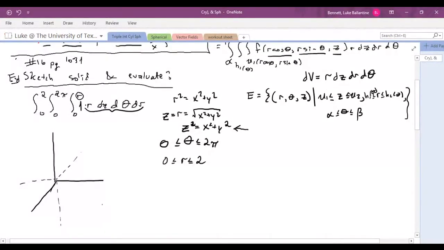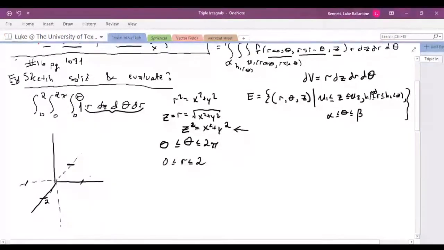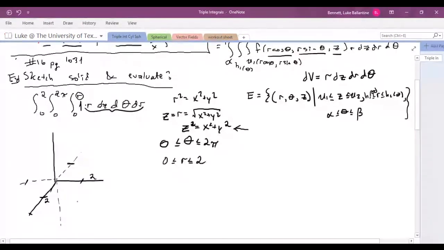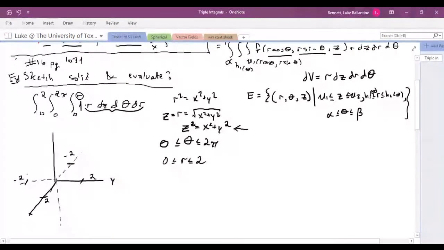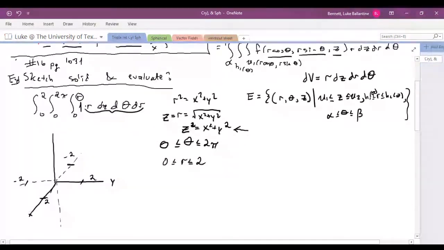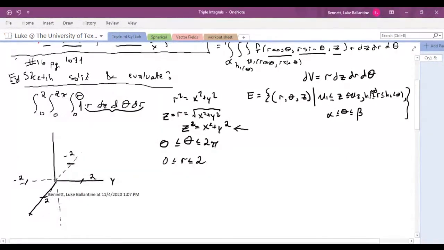Okay. Well, the radius, that's the distance from the origin on the xy plane, is going from 0 to 2. We have a positive 2 and a positive 2. Remember, this is x, this is y, negative x, negative 2, negative y, negative 2. And then we're going all the way around.